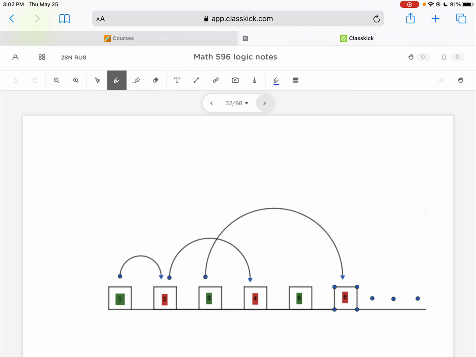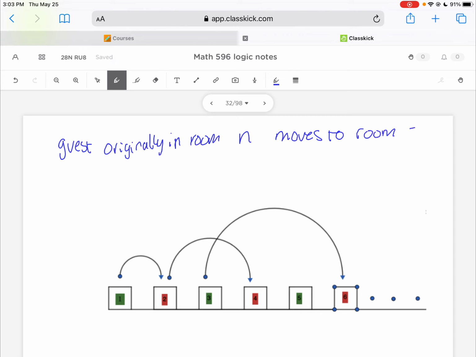The guest originally in room 3 is going to move to room 6, and so on. The result is that we end up with all of our old guests still accommodated, but only occupying the even-numbered rooms. So essentially, the rule that the manager is giving them is that the guest originally in room N moves to room 2N, right? 1 goes to 2, 2 goes to 4, 3 goes to 6, and so on. So they go to the room that's double the number of whatever their original room was. And now we have all infinitely many open rooms, right?